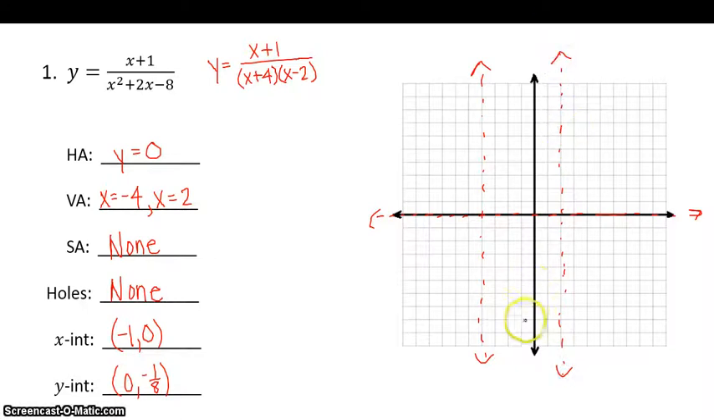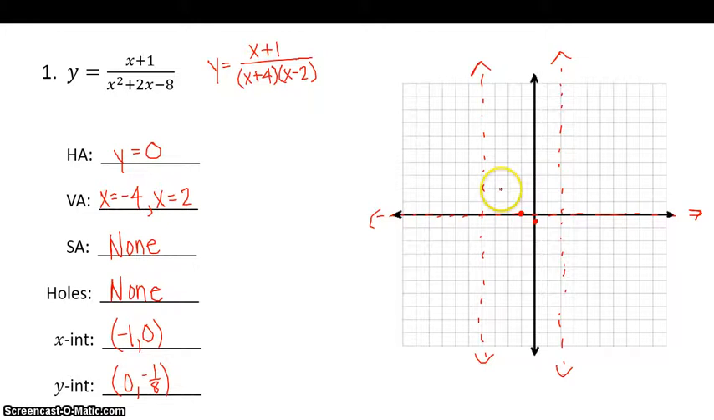Okay, so this time when we pick points, we have 2 vertical asymptotes, so it has split us into 3 regions. So we'll have to pick a couple points over here, a couple points in the middle, and then a couple points on the very far right side. So this one actually has 3 regions separated by 2 vertical asymptotes. Okay, so then our x-intercept was at -1, 0. And our y-intercept was at 0, -1/8.